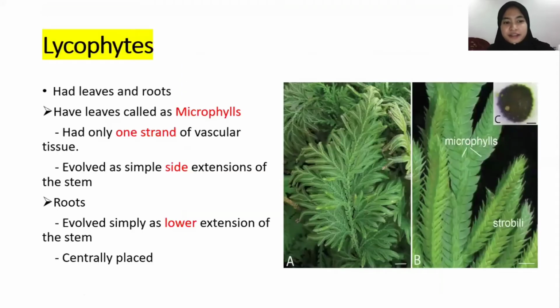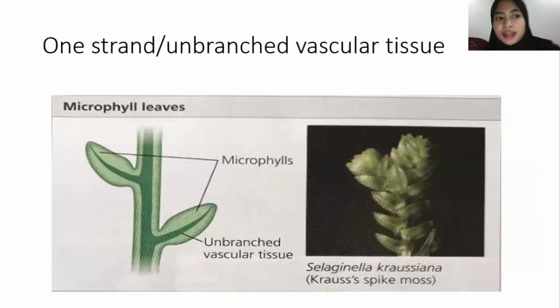Lycophytes had leaves and roots. The leaves they call microphylls, as we can see from this. It had only one strand of vascular tissue and evolved as a simple side extension of the stem. And the root evolved simply as a low extension of the stem and is centrally placed. It had one strand of unbranched vascular tissue. As we can see from the diagram, the unbranched vascular tissue is like this.